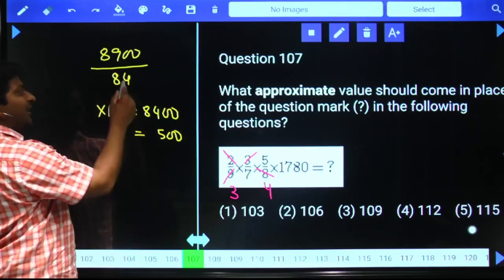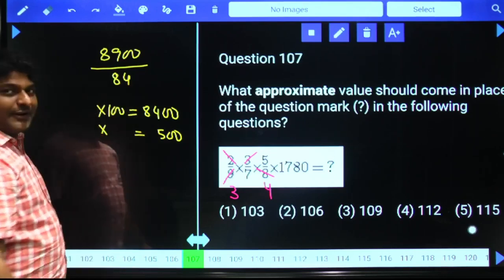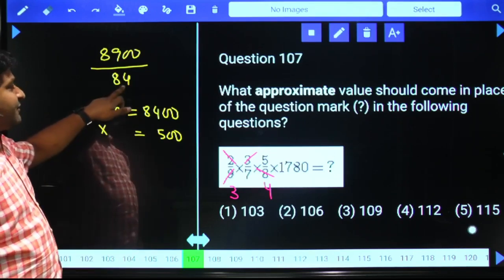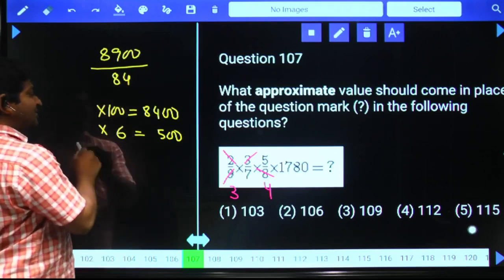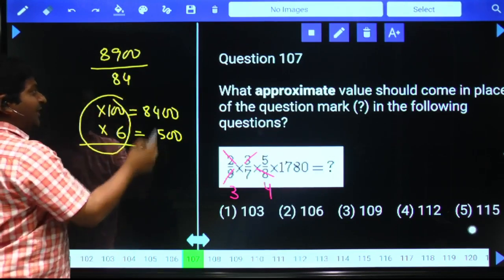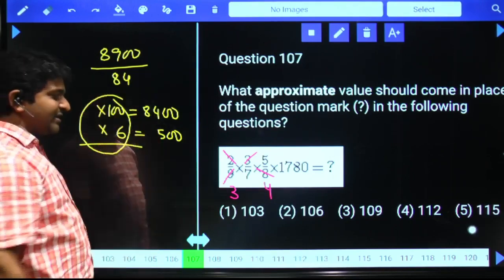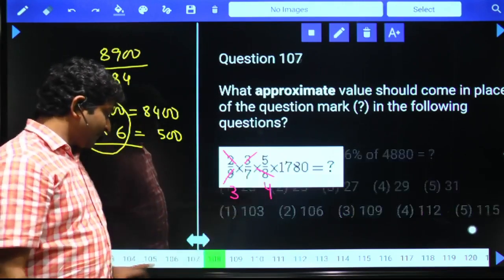500 in the sense how many times of 84? That's what we need to calculate. 5 times of this number is equal to 420 and you have more than that. So this is equal to 6 times. So total 84 how many times is 8,900? 106 times, second option answer.